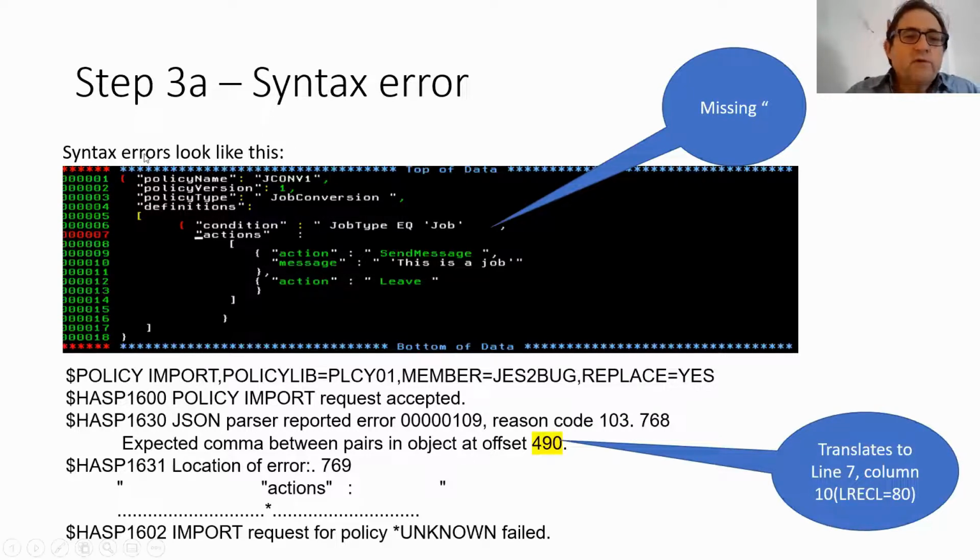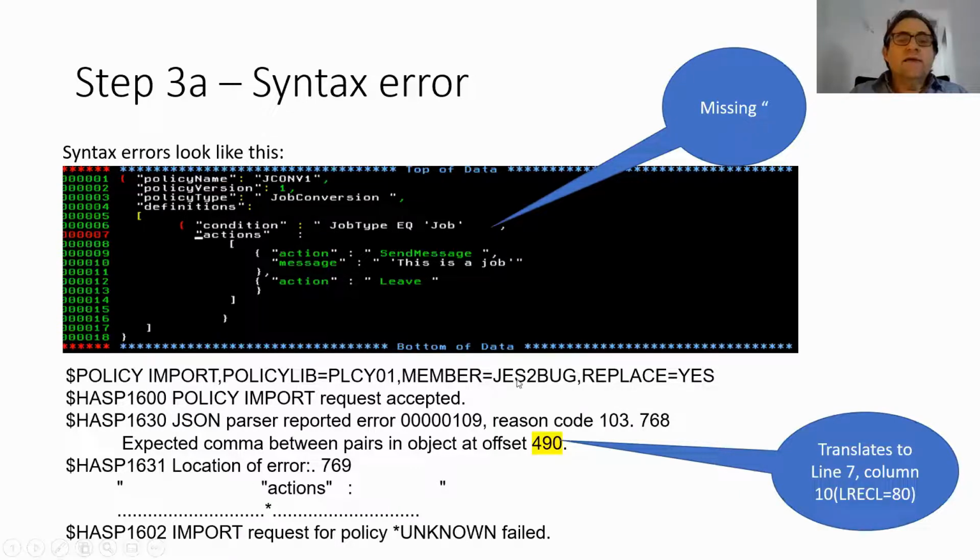So when I do import something with a syntax error, what I'll get here is a JSON parser reported this error 109, reason code 103. You don't have to run to Google, you don't have to run to the book, because what this means is printed on the next line. Expected comma or pairs between object and offset 490. What is this offset 490? This offset 490 is the offset in bytes from the beginning of the data set, or beginning of the member, which is a bit strange, but so you have to do a little bit of arithmetic.